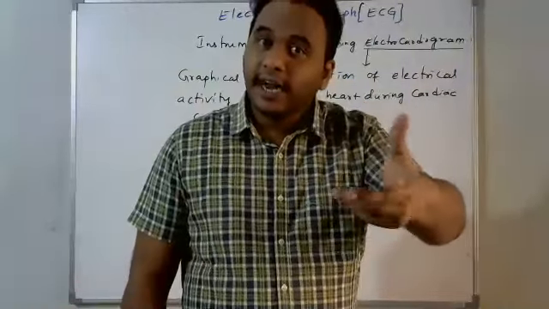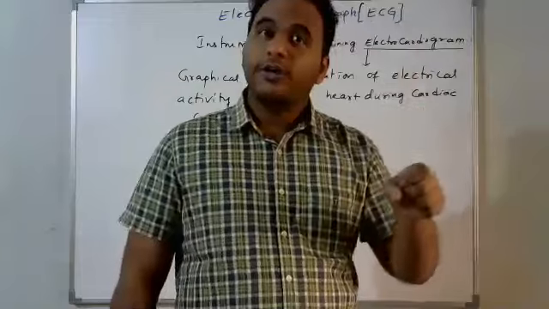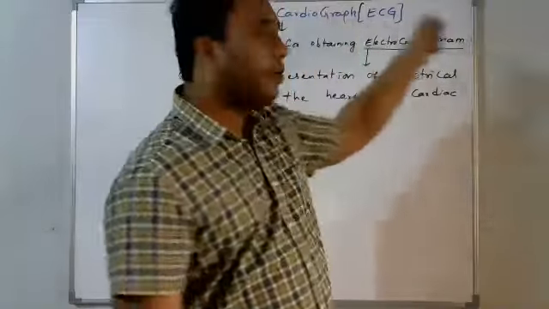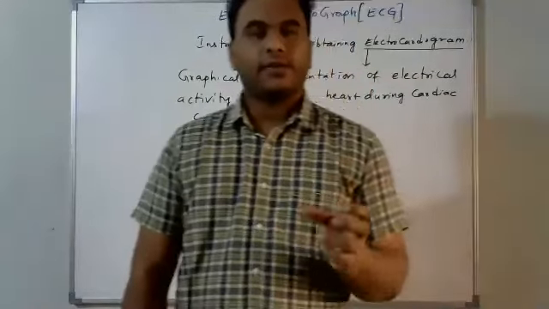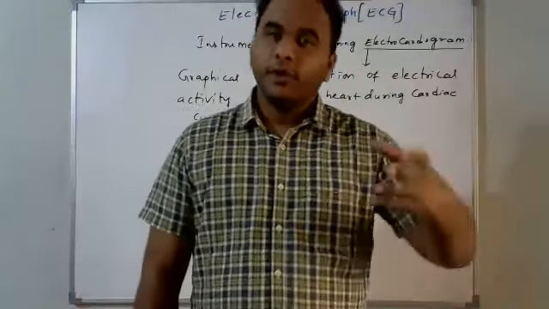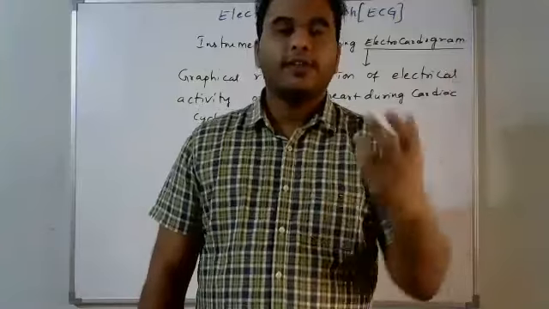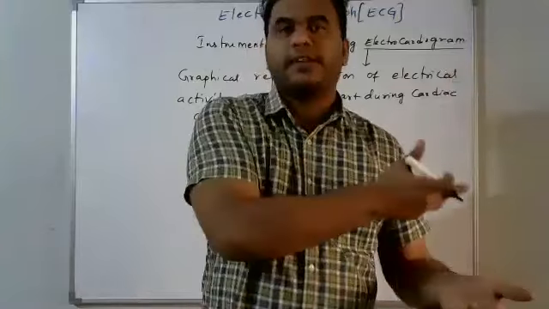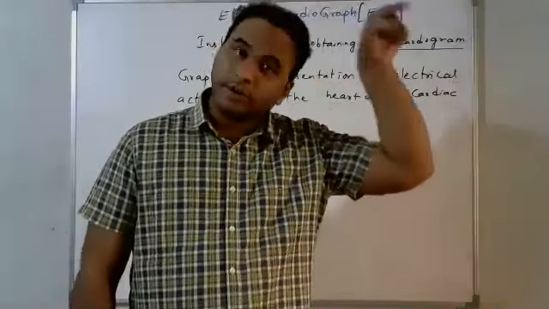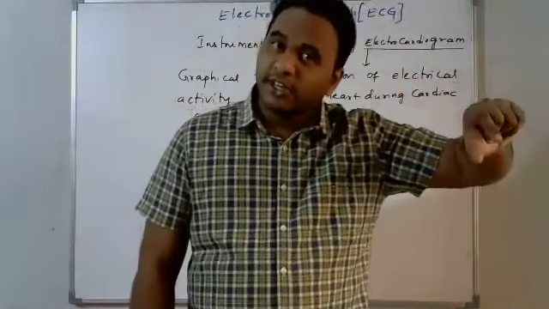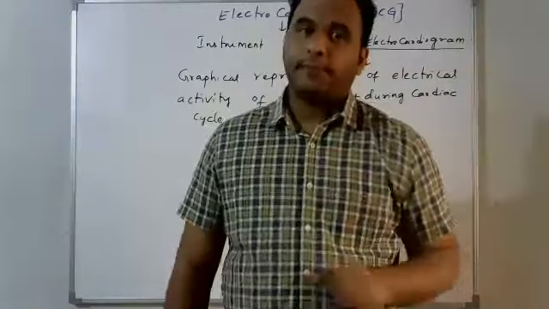And the machine for obtaining that electrocardiogram is the electrocardiograph machine. Got it? Electrocardiograph is an instrument to obtain the electrocardiogram. What is the electrocardiogram? The graphical representation. So getting the graphical representation by electrocardiograph, that graphical representation is the electrocardiogram.